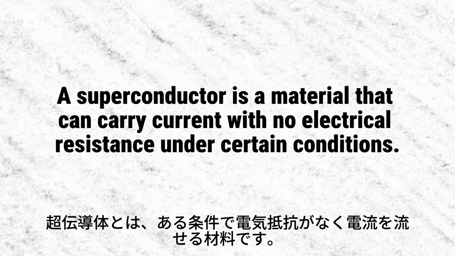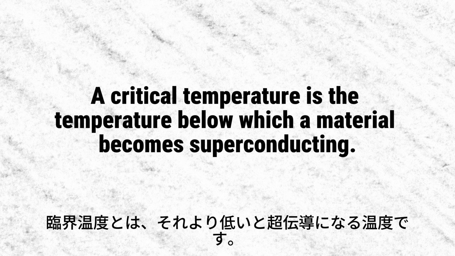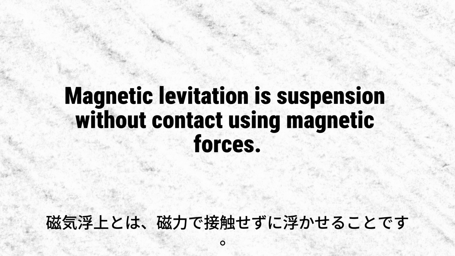A superconductor is a material that can carry current with no electrical resistance under certain conditions. A critical temperature is the temperature below which a material becomes superconducting. Magnetic levitation is suspension without contact using magnetic forces.